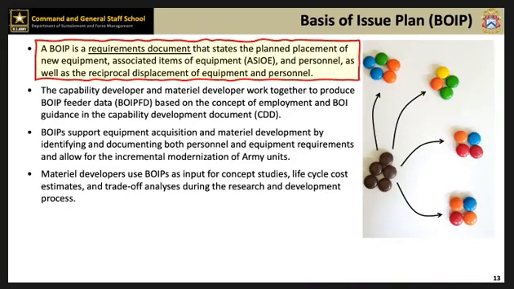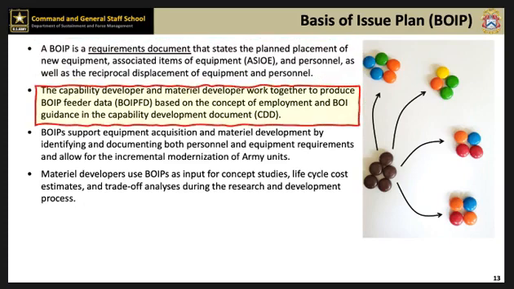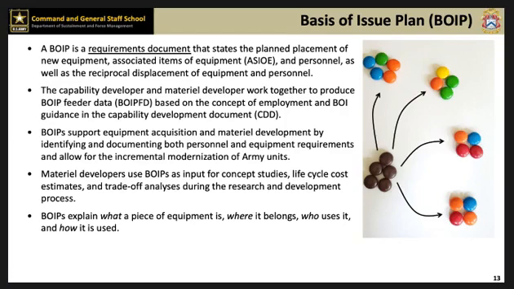A BOIP is a requirements document that states the planned placement of new equipment, associated items of equipment, and personnel, as well as the reciprocal displacement of equipment and personnel. Capability developers and material developers must work together to produce the feeder data along with guidance for Capability Development Documents, or CDDs. BOIPs explain what a piece of equipment does, where it belongs, who uses it, and how it is used.